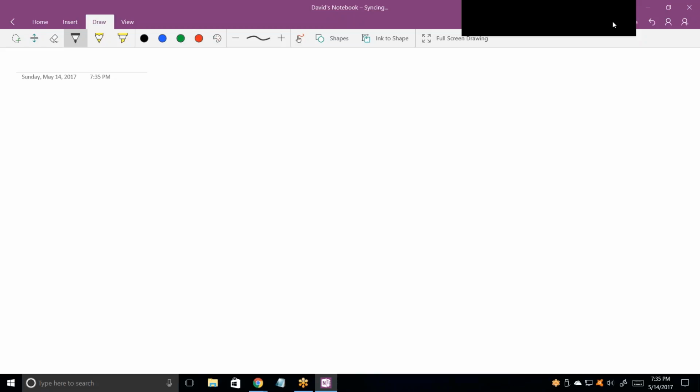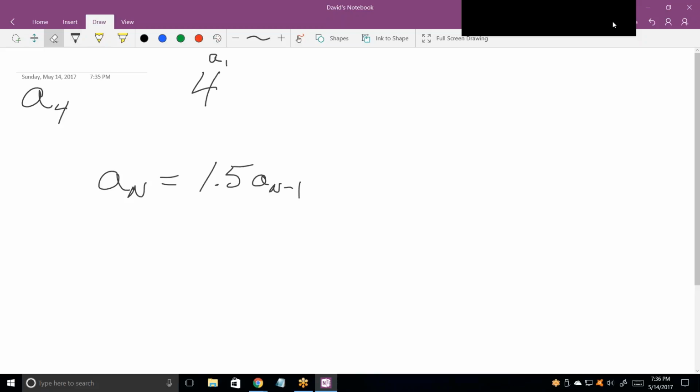The first one is a sub 1 equals 4. And then a sub n equals 1.5 a sub n minus 1. Is that what a sub n is equal to? Yeah. Okay. And they want the fourth term? No, they just want to determine whether the sequence is convergent or divergent. Oh, okay.